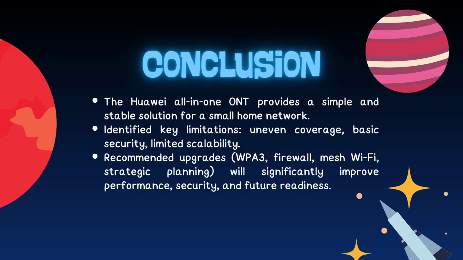So the conclusion is, okay, the Huawei all-in-one ONT provides a simple and stable solution for a small home network. It identifies key limitations such as uneven coverage, basic security, and limited scalability. And the recommended upgrades, implementing WPA3, a firewall, mesh Wi-Fi, and strategic planning, will significantly improve performance, security, and future readiness. Okay, that is all from me.